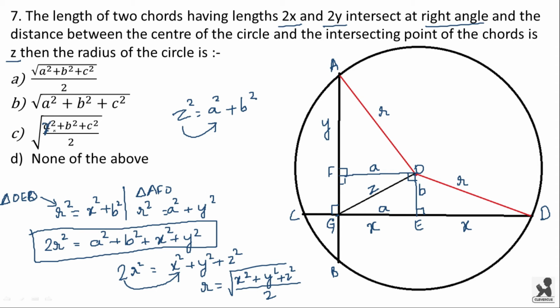Here this is x, this is y, and this is z. There is a mistake in this. So option C is the right answer. The radius will be under root x square plus y square plus z square by 2. Moving to the next question.